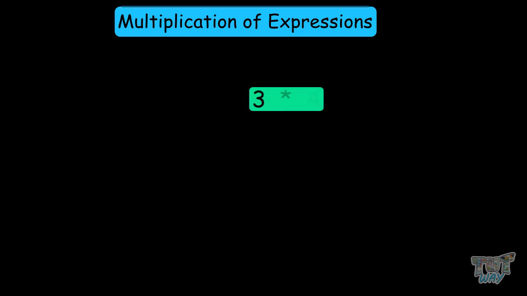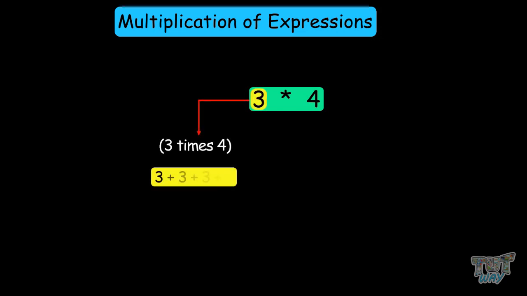If 3 times 4 is written, what does it mean? It means 3 times 4. That is 3 plus 3 plus 3 plus 3. Or 4 times 3 is 4 plus 4 plus 4.